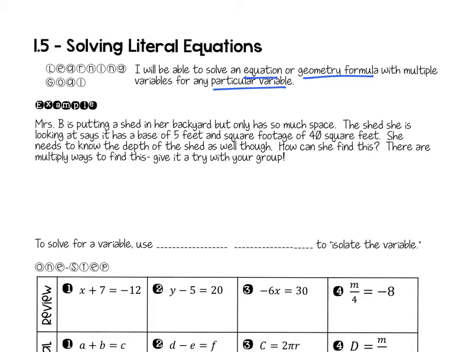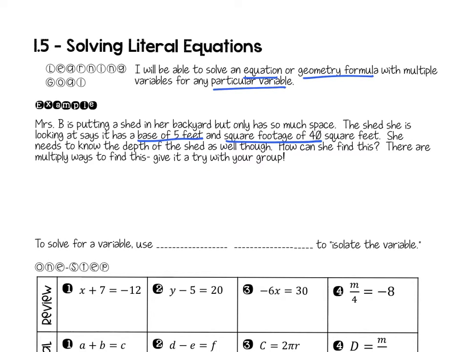So an example here, and this is just a quick one, but if I am putting a shed in my backyard, the shed I'm looking at has a base of 5 feet, that's important, and a square footage of 40 square feet. I know the depth of the shed as well. Well, I need to know it, sorry. So how can I find this?